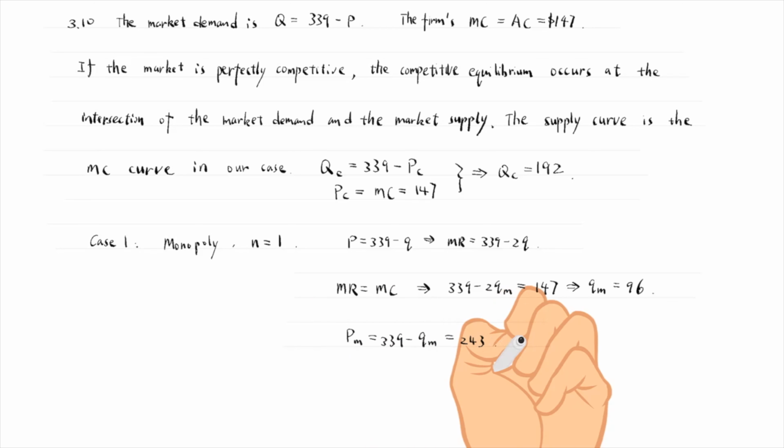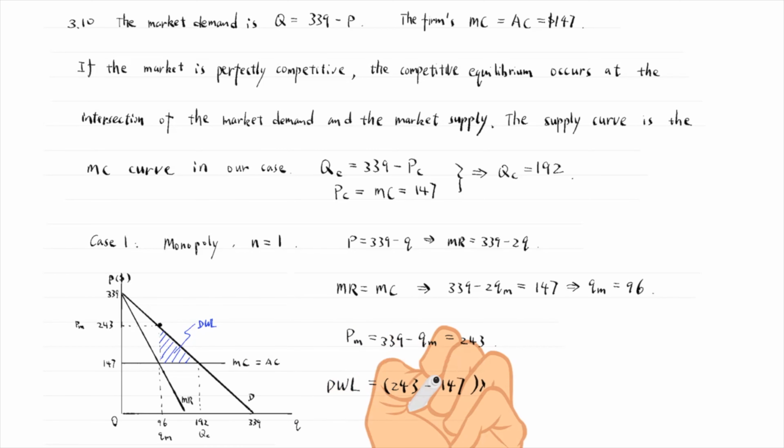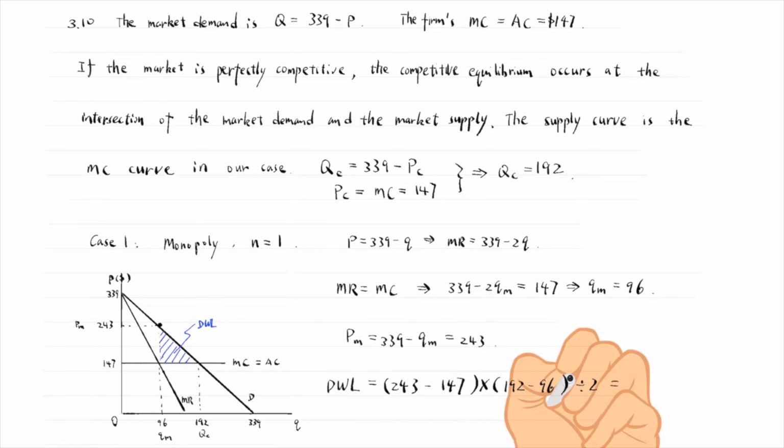Using the data in hand, we can draw the graph to show the deadweight loss. The blue triangle is the deadweight loss, the difference in the social welfare between the competitive and the monopoly cases. It equals 4,608.